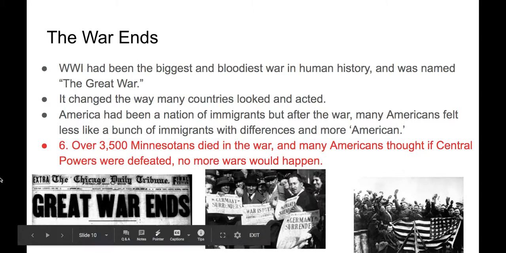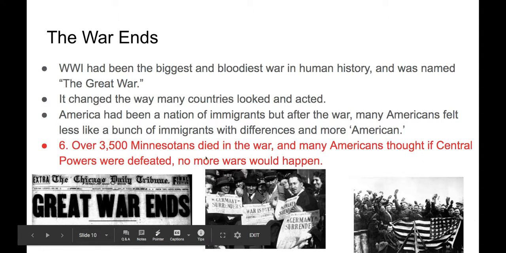So let's look at the pictures. Great War Ends is the headline of this newspaper from Chicago. Here's a picture of many people holding newspapers. This one says Germany surrenders. This one says the war is over. Germany surrendered. Okay. And here are American soldiers holding up their flag, celebrating that the war is over.